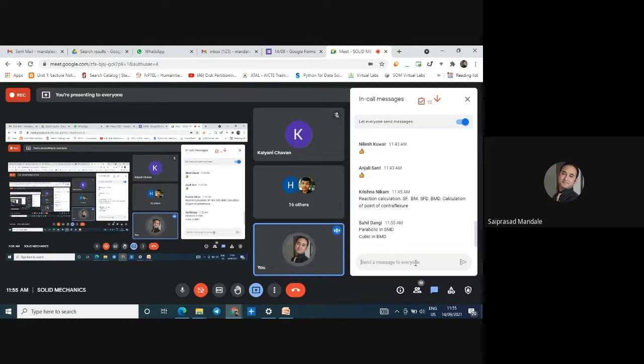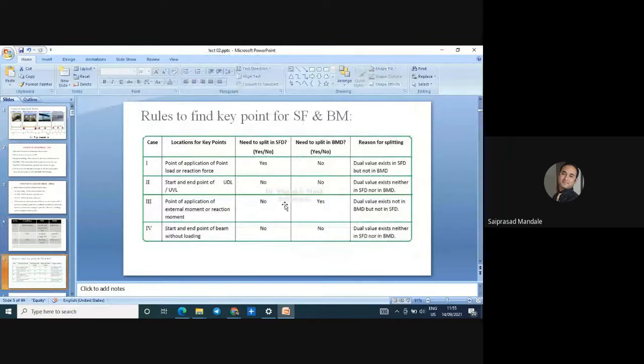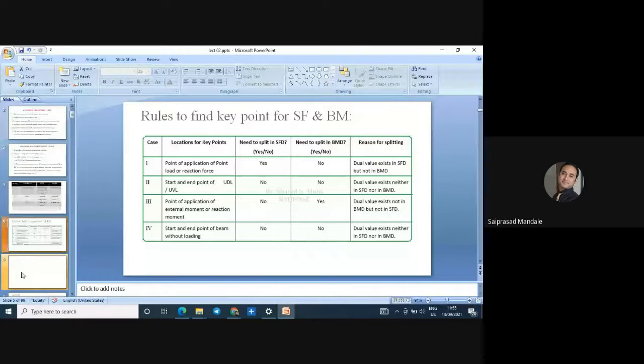Sahil Dangi: parabolic in SFD and cubic in BMD. Very good, Sahil. Very quick answer. Nice. Nobody else? Okay, very good. So this is the chart that is required while calculation. I will be taking that chart while calculation.